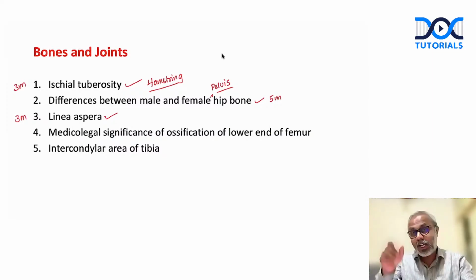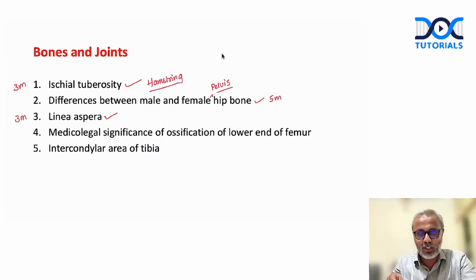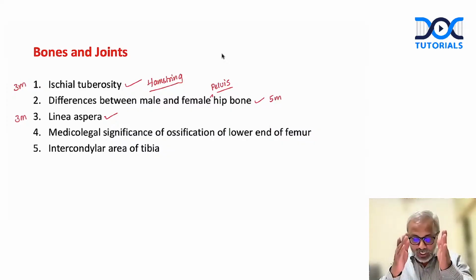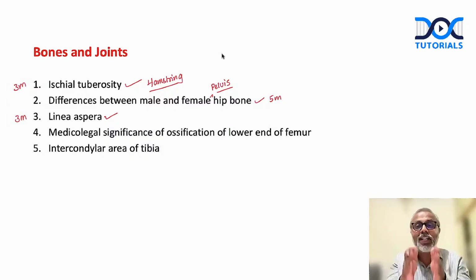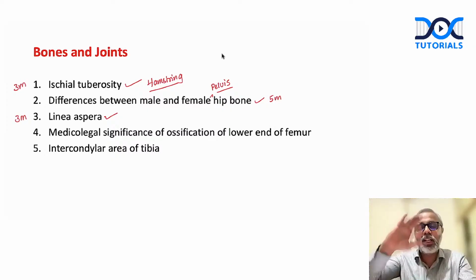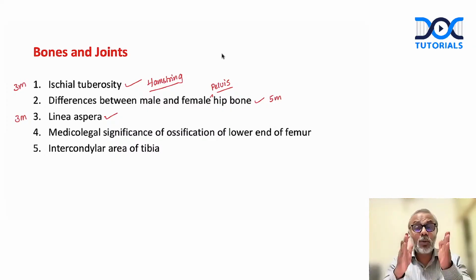What is linea aspera? Linea aspera is a thick elevation which is found on the posterior surface of the femur. It is a thickened linear ridge found on the posterior aspect of the femur. Almost 9 structures are attached here, starting from the medial intermuscular septum to the lateral intermuscular septum, and the posterior intermuscular septum, the muscles between these two septums. All of these take their attachment or origin from the linea aspera. So this could be a very important 3 marker question for the university exam.